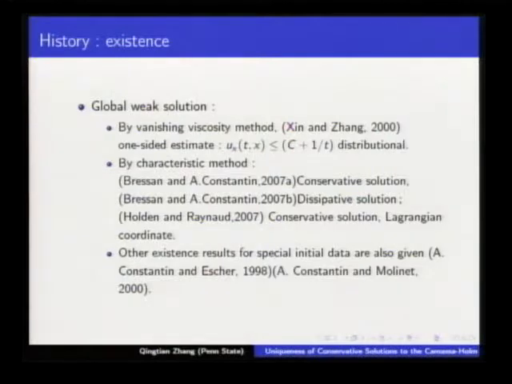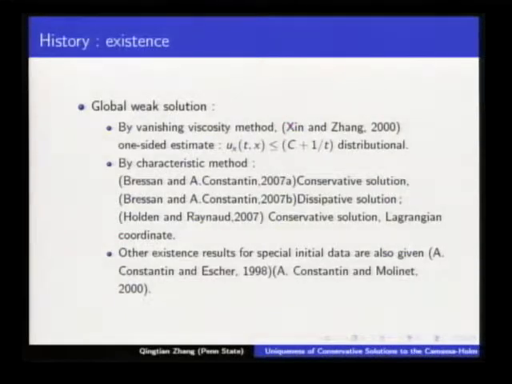And the second method is the characteristic method, and this was proved by Alberto Bressan and Adrian Constantin in 2000. And in fact, they constructed two kinds of solution. One is the conservative solution, and the other one is the dissipative solution. I will explain these two kinds of solutions later.